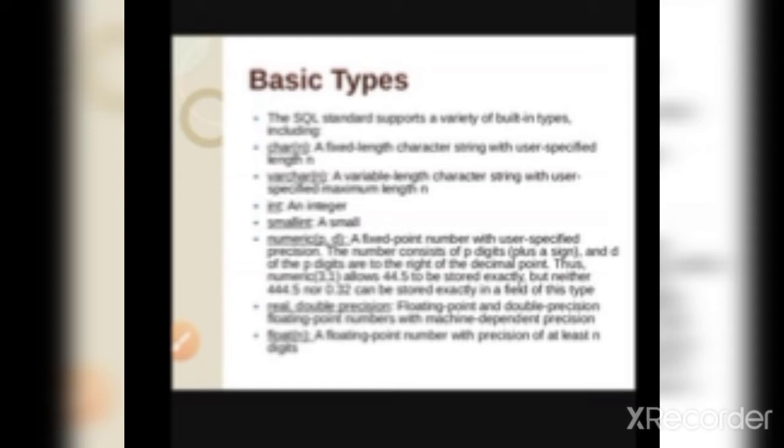And the next one is real and double precision, the floating point and double precision floating point numbers with machine dependent precision. And the next one is float(n), the floating point number with precision of at least n digits.